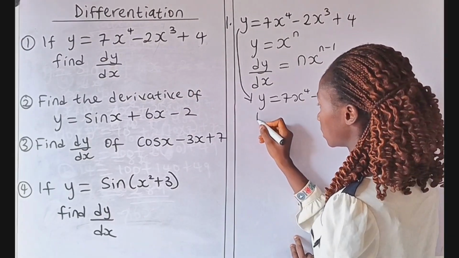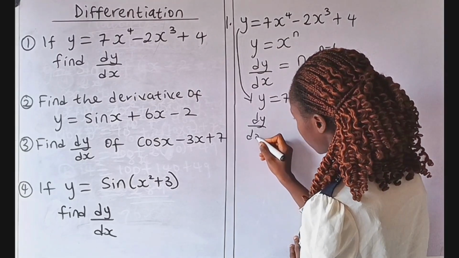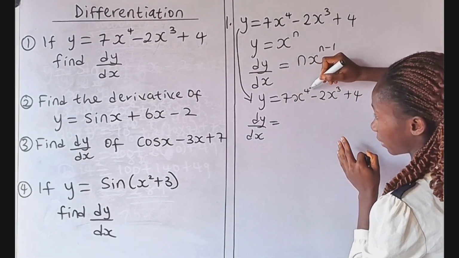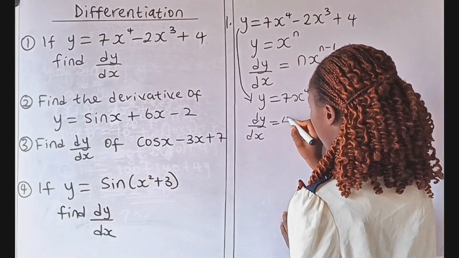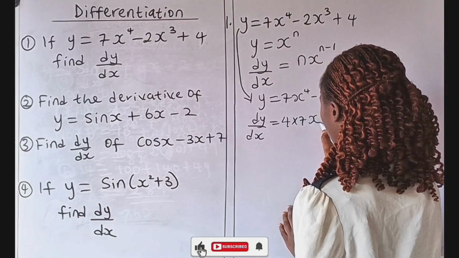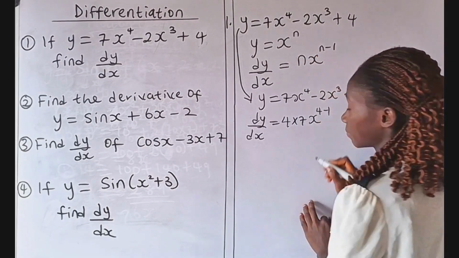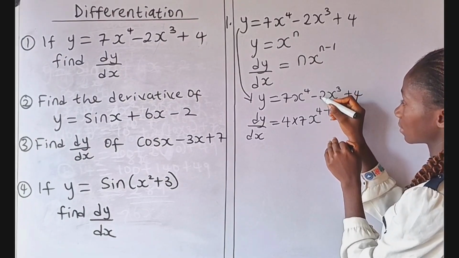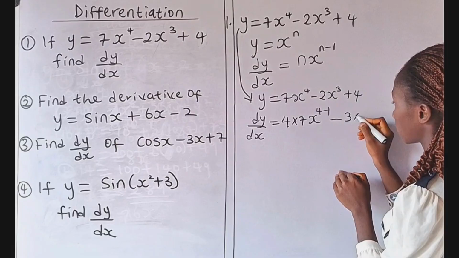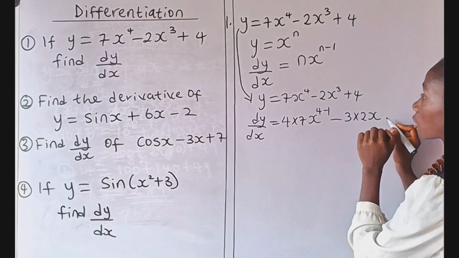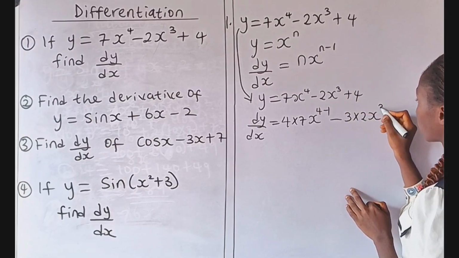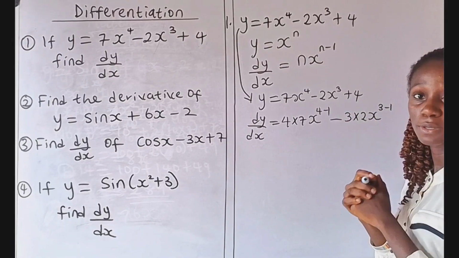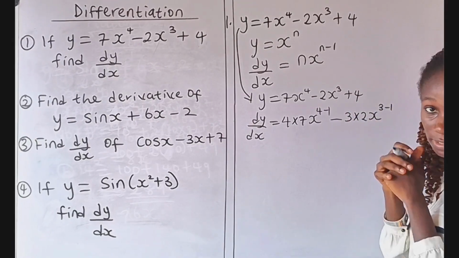So the dy/dx of this means, this is now your n. We're taking this as your n, which is 4, right? 4 times 7x, you subtract 1 from it. Now, you apply the same method here too. 3 times 2x, you subtract 1 from this 3. Please take note, 4 is a constant, so its derivative is always 0. So there's no need for us to write plus 0 here.